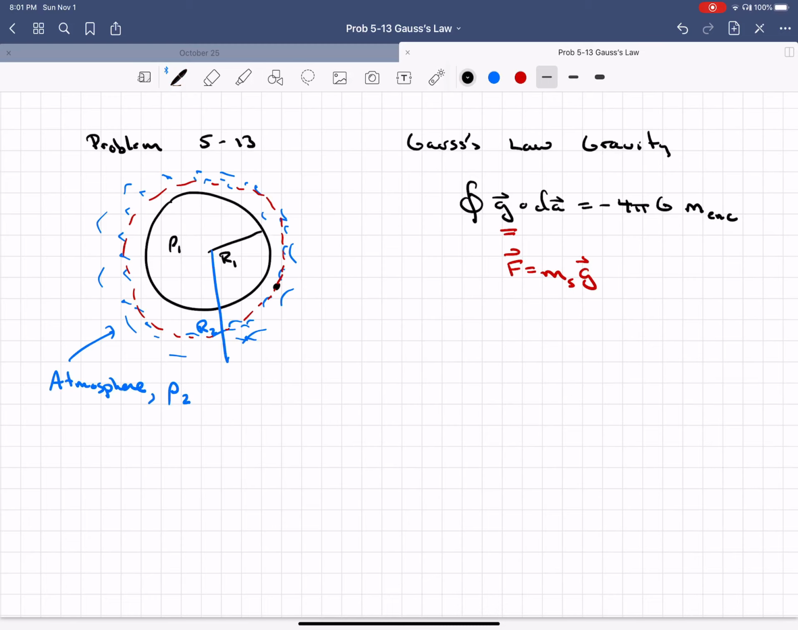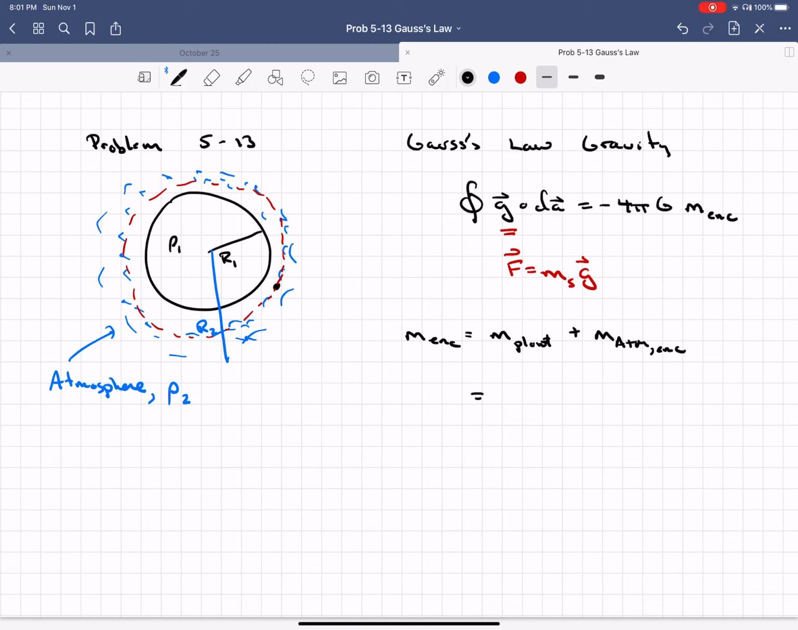So Gauss's law says that the flux of the gravity vector is equal to minus 4 pi G times the mass enclosed. So I've drawn my Gaussian surface here as a red dotted circle that is in the atmosphere. And so if I'm in the atmosphere, the mass enclosed is going to be equal to the mass of the planet plus the mass of the atmosphere that's enclosed.